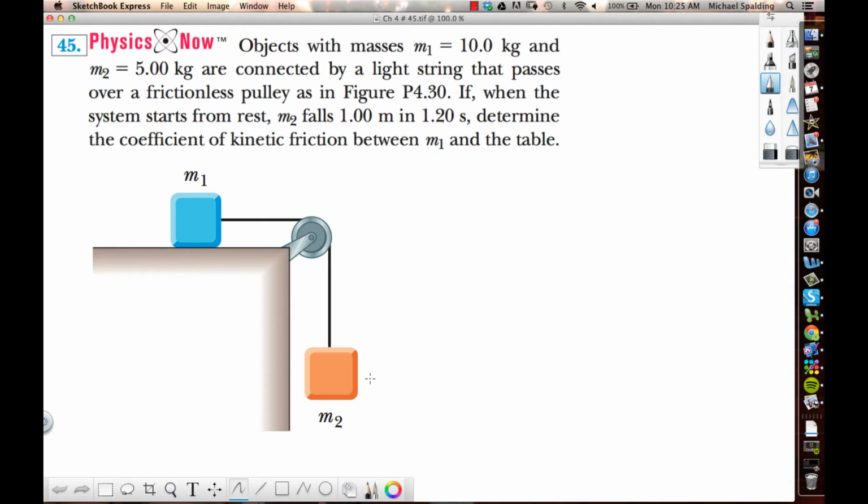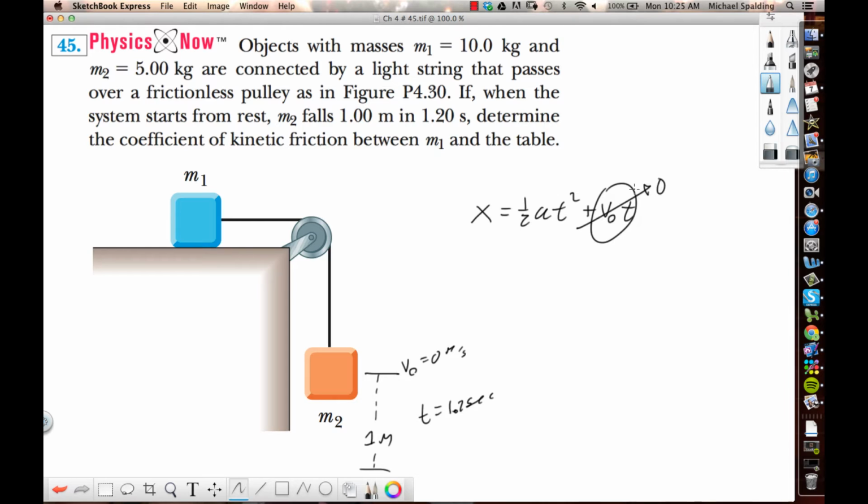information. So M2 starts from rest. It falls a distance of 1 meter in a time of 1.2 seconds. V initial is 0. Okay, so the kinematic that's going to solve this, x equals 1/2 at squared plus v initial t. There is no initial velocity, so a is 2x over t squared. So this is going to be 2 times 1 meter over 1.2 seconds, squared.